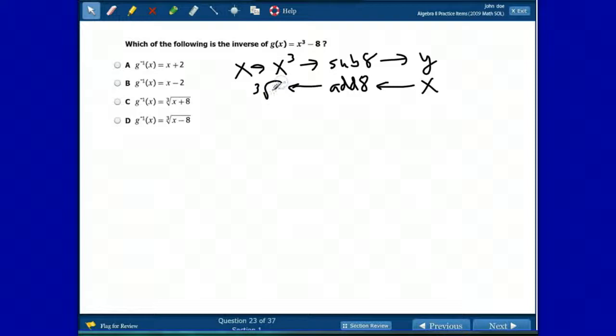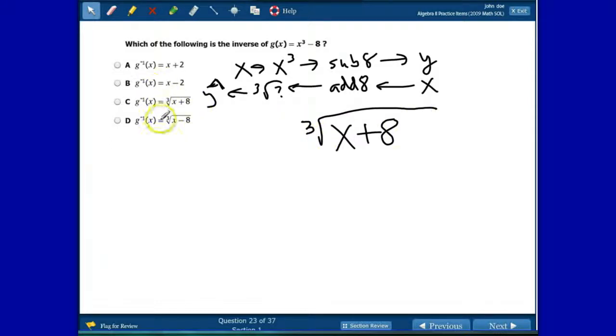Instead of cubing it, I'll be taking the cube root of whatever I got, and that should give me my new inverse. That's supposed to be -1. So this bottom line tells you exactly what to do: you take x, add 8 to it, take the cube root, and look how fast you can get that done. And that's C. Okay, pretty quick.